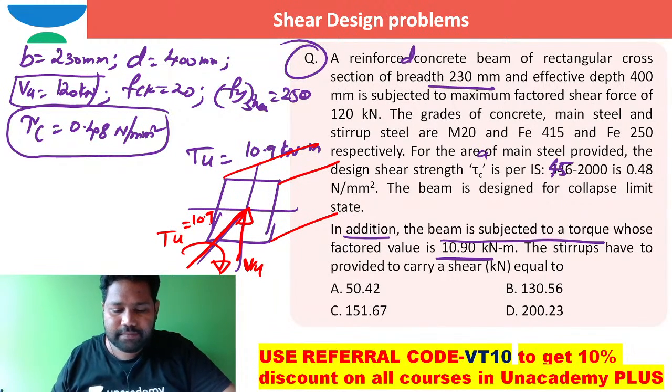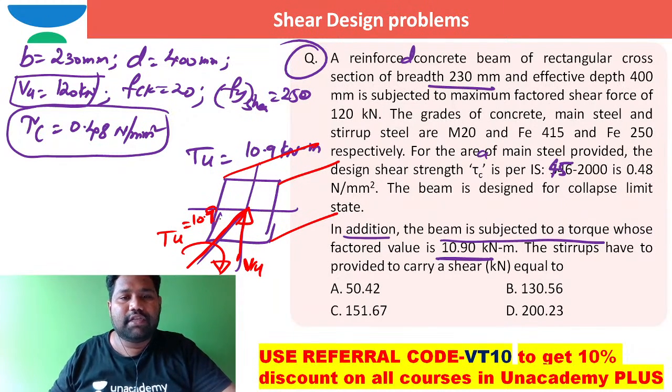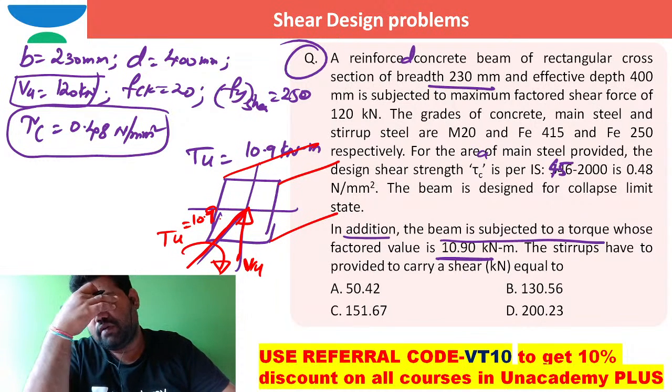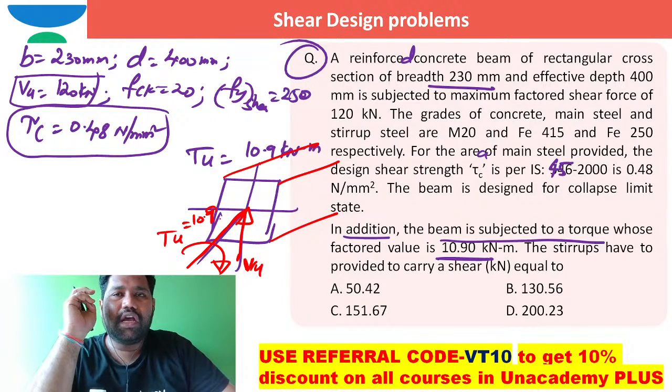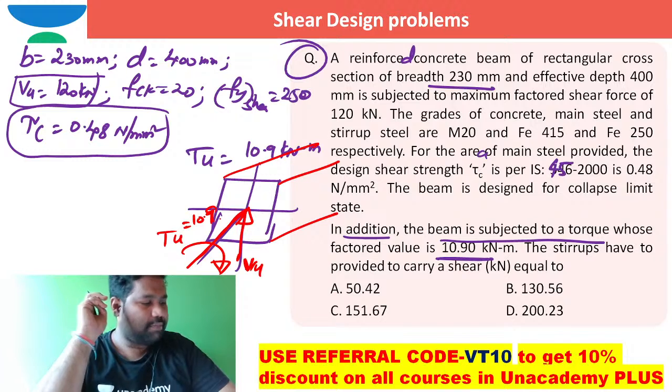10.9, I can write, right? If this is the case, I just want to convey one thing. Using skew bending theory, if torsion is acting on the cross section, then there is no separate design for torsion. If a cross section is subjected to torsion, design that RCC section for increased shear force and increased bending moment.